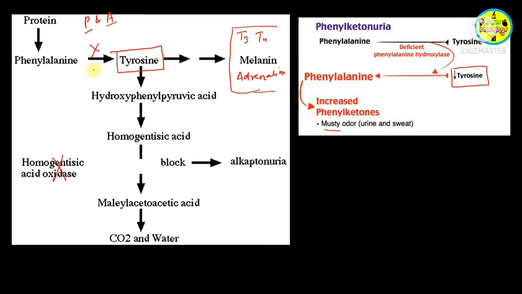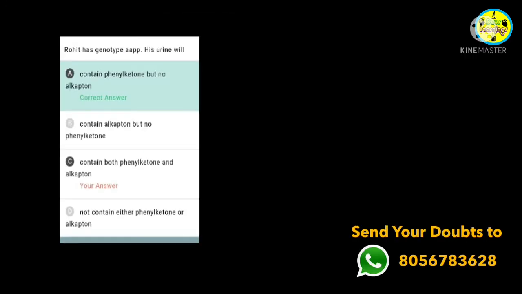So there is no reason for the urine to show the presence of homogentisic acid or alkaptone. Why? Because tyrosine was already not there, and since tyrosine is not there, you cannot synthesize homogentisic acid. So in the urine, homogentisic acid or alkaptone will not be there. We will find only phenylketone. So the right answer is that Rohit's urine will show phenylketone, but it will not show alkaptone.